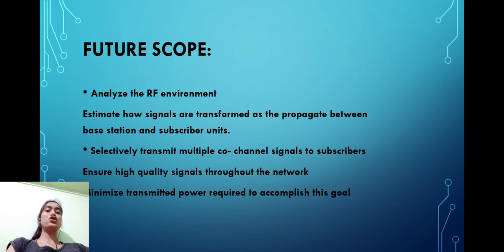Next comes the future scope. Analyze the RF environment, estimate how signals are transformed as they propagate between base station and subscriber units. Selectively transmit multiple co-channel signals to subscribers. Ensure high quality signals throughout the network. Minimize the transmitted power required to accomplish this goal.